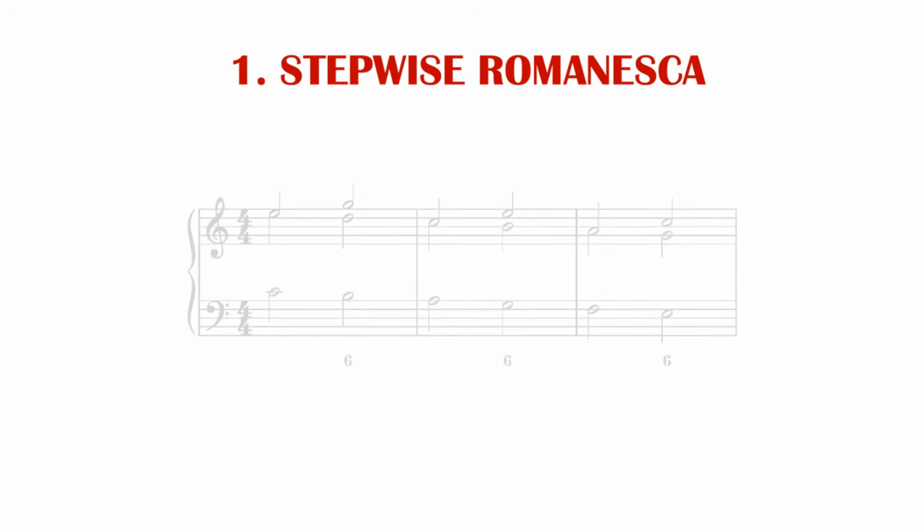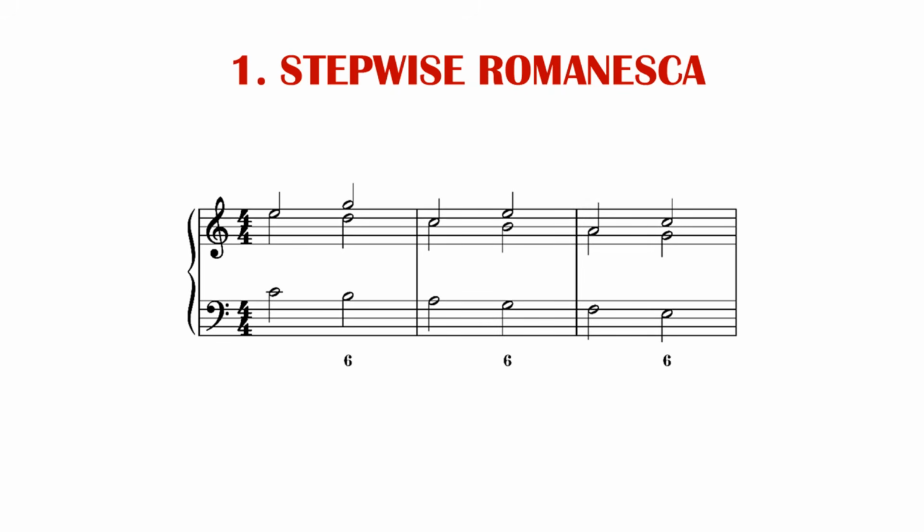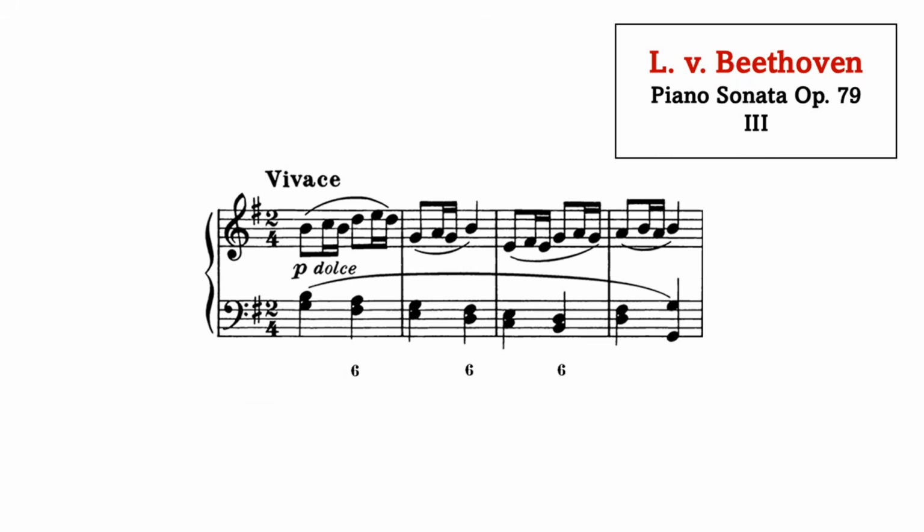Number 1. Stepwise romanesca. The stepwise Romanesca is built on a stepwise descending bass, harmonized as an alternation between root position and first inversion chords. In this example, Beethoven used this prototype as opening gambit, connecting with a cadence.